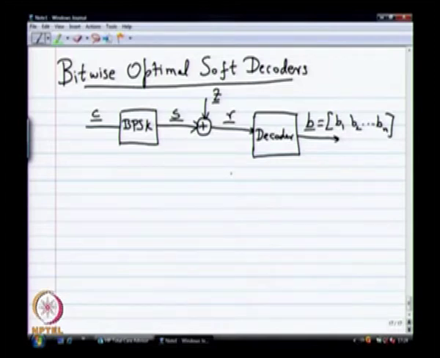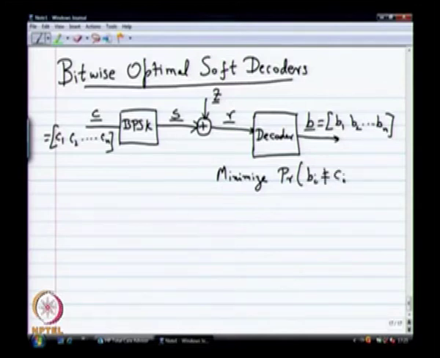My goal here is that I want to minimize, let us say C is C1, C2, ..., Cn, the probability that Bi is not equal to Ci, for each i. So there is some transmitted code word bit. I want to output a bit in the ith position, so that the probability that my output is not equal to the transmitted code word bit is minimal. That is what I want to minimize.